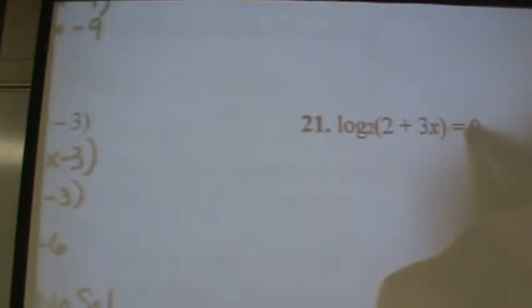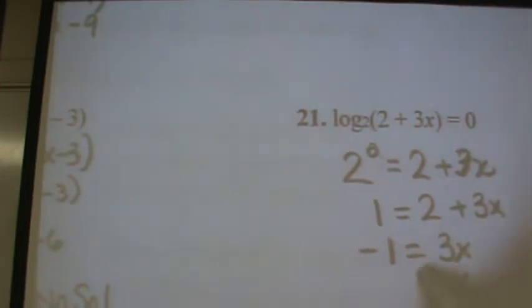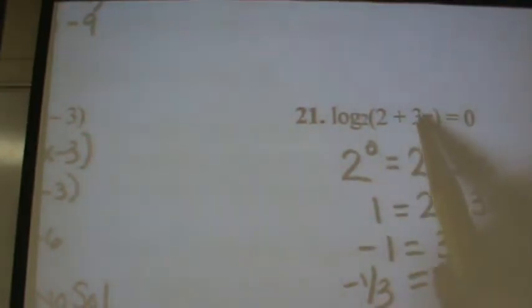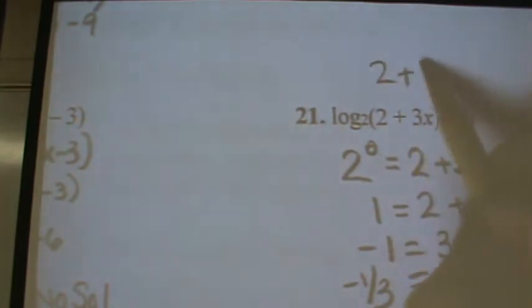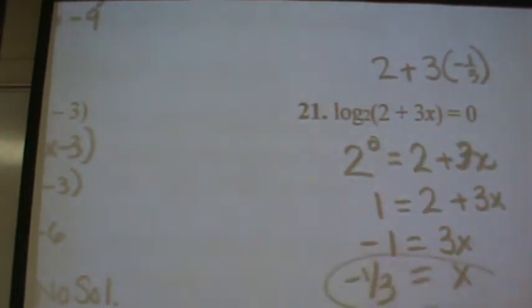Rewrite this. 2 to the 0 power is equal to 2 plus 3x. What is any number to the 0 power? 1. Subtract 2 and divide by 3. Well, this is saying x is negative 1/3, and that's okay, because if we put negative 1/3 here, 2 plus 3 times negative 1/3. This is going to give us negative 1, and 2 minus 1 is 1, so it's okay. So that works.